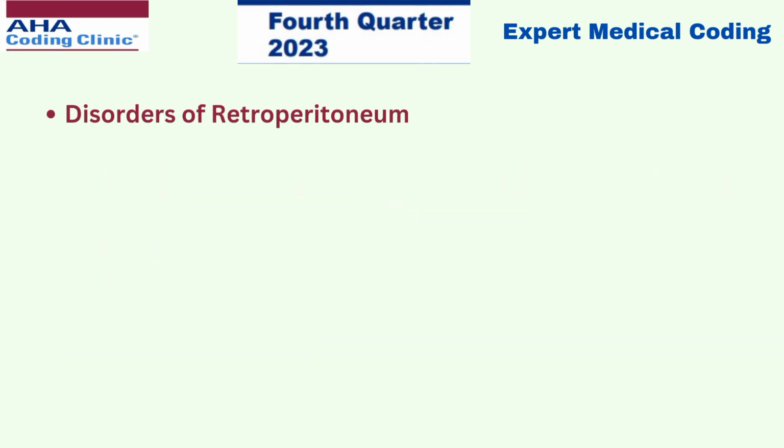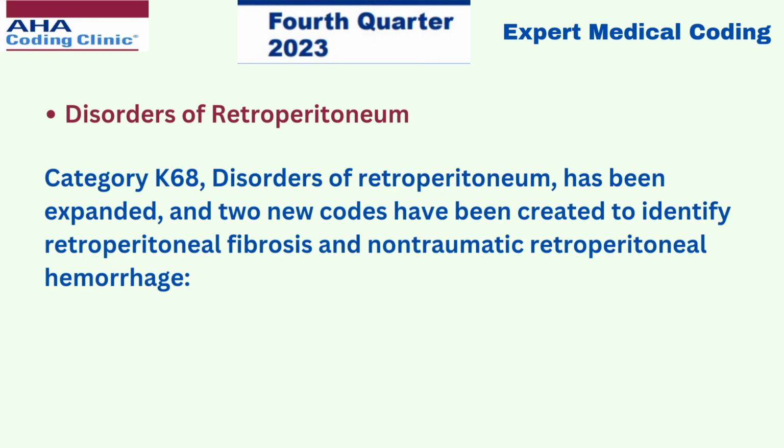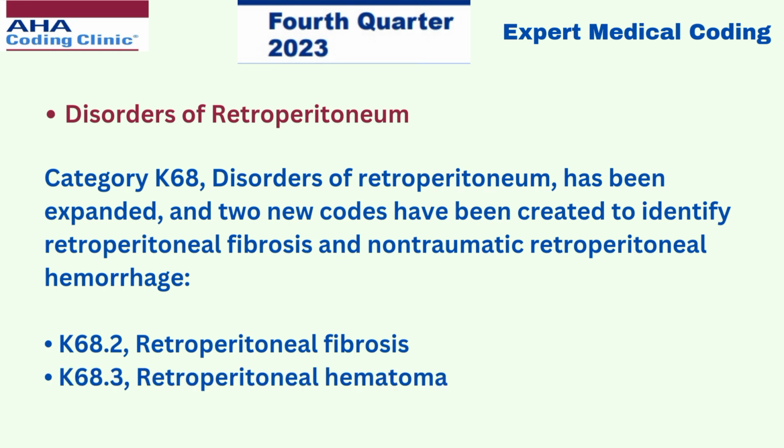Now let's move to the next coding clinic, disorders of retroperitoneum. And the update here is category K68, disorders of retroperitoneum, has been expanded and two new codes have been created to identify retroperitoneal fibrosis and non-traumatic retroperitoneal hemorrhage. K68.2 for retroperitoneal fibrosis and K68.3 for retroperitoneal hematoma.